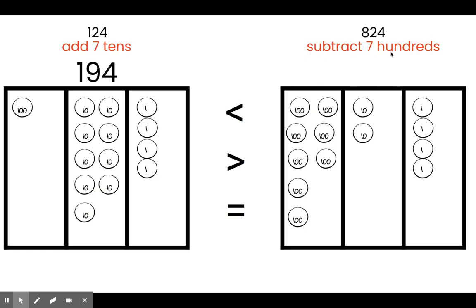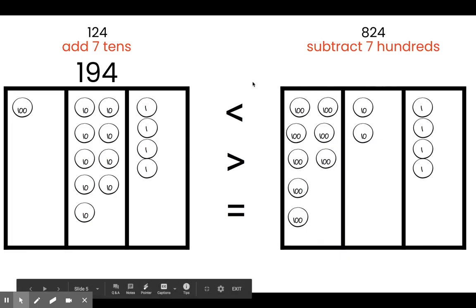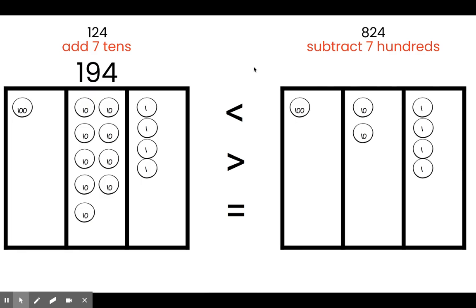Let's see what we can do to 824. We're going to subtract 7 hundreds. That means we're going to take away 7 of these groups of 100. Watch closely. Now they're gone. That leaves me with only one group of 100, 2 tens, and 4 ones. 100, 2 tens, 4 ones is the number 124. Now our numbers have changed. I have 194 and 124.